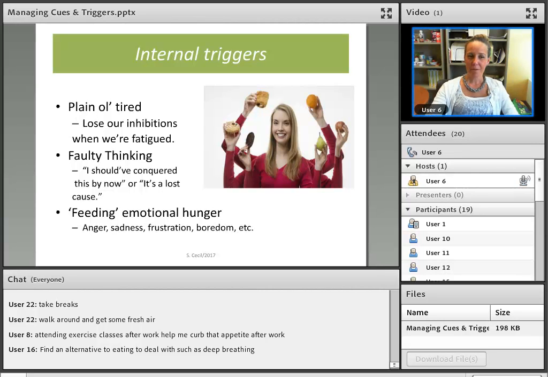And then faulty thinking, right? So there's a lot of these internal triggers, sort of automatic thoughts, like I should have conquered this by now, or it's a lost cause, or I'm already off track, so I may as well just eat whatever I want. I'll start again tomorrow. Tomorrow's a new day. All of these things can trigger and rationalize making poor choices.